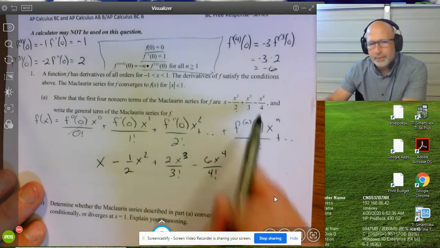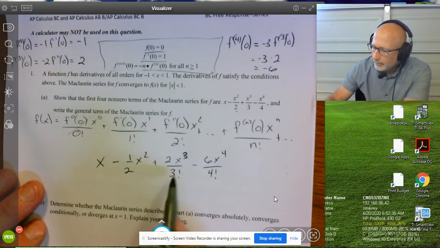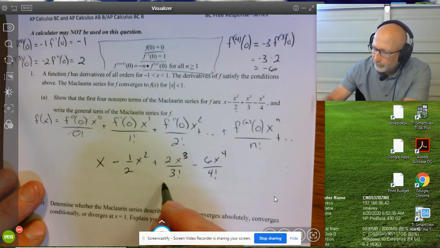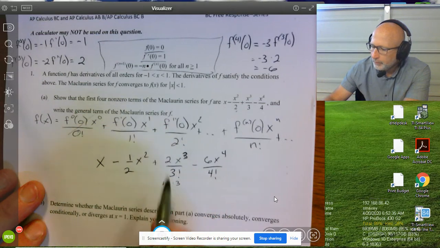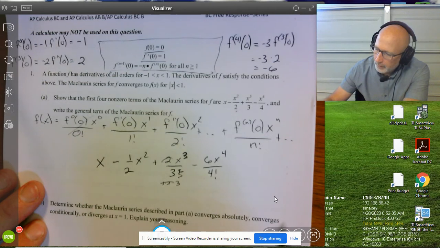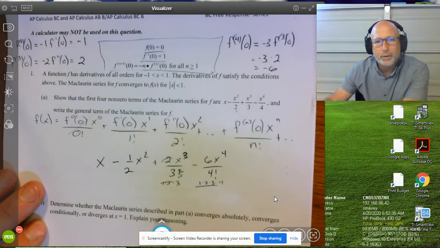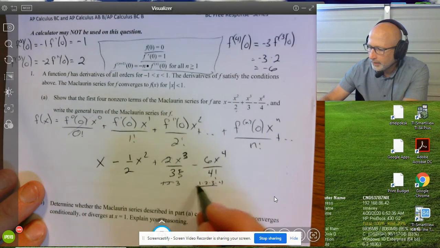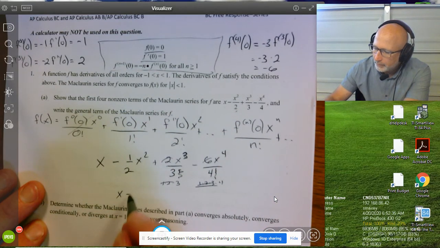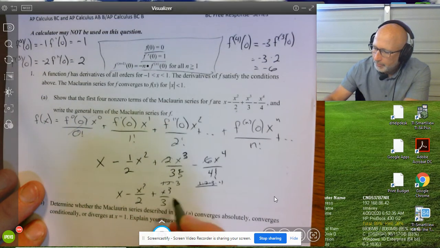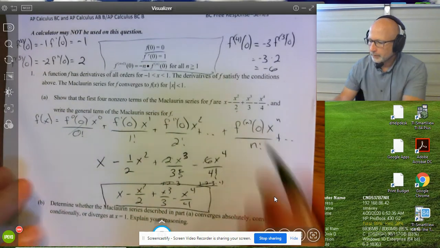Now, this is not that, right? But what is 3 factorial? 3 factorial is 1 times 2 times 3. So the 2 is going to cancel the 1 times 2, and you're just left with 3. Okay, 4 factorial is 1 times 2 times 3 times 4. And what is 1 times 2 times 3? That's 6. So that's going to cancel that, and you're just left with the 4. So this gives you x minus x squared all over 2 plus x cubed all over 3 minus x to the 4th all over 4. Okay, and there it is.